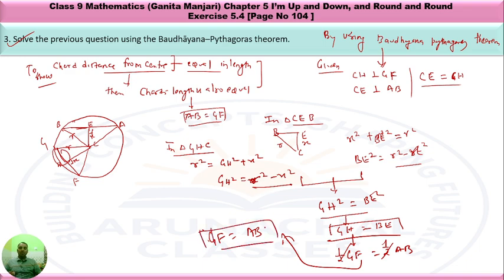So that is what we need to prove here in this question, that is specially proved by Baudhāyana Pythagoras theorem. So this is how we have to solve these questions. Hopefully you will be able to understand it.